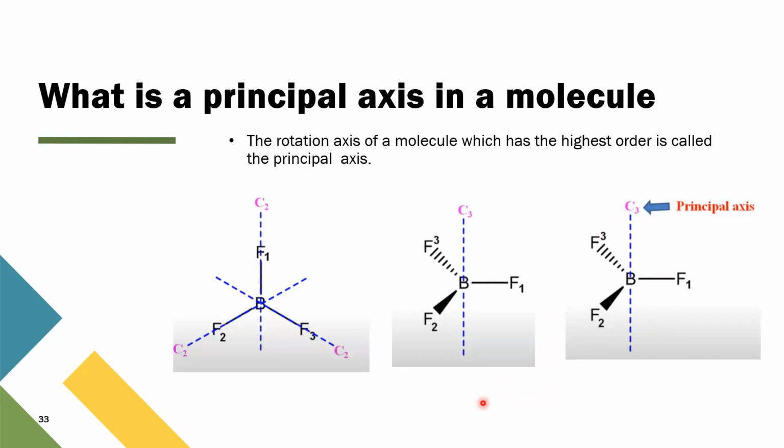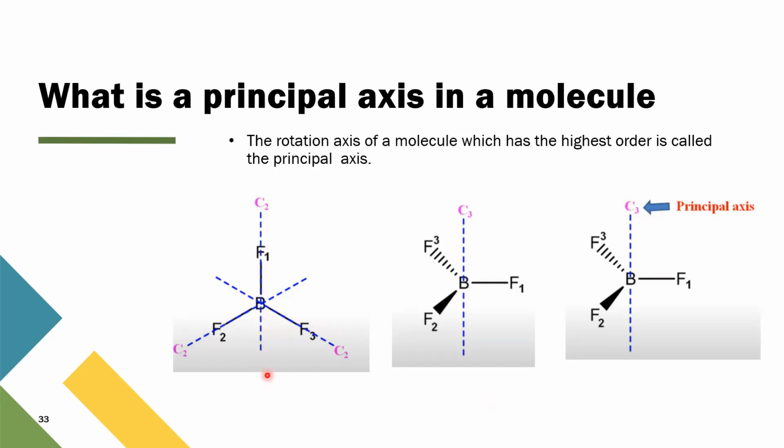Madam, through C3, we can only rotate by 120. And C2, these are rotation axes, because the symbol Cn stands for rotation axis. But C2, we rotate by 180. So along this bond only you have to rotate.